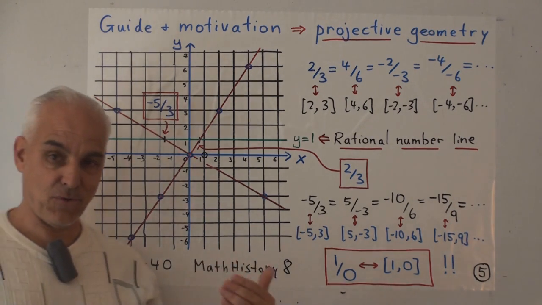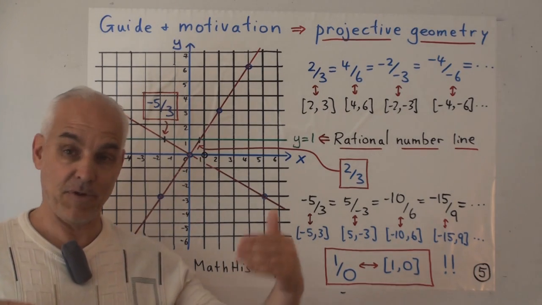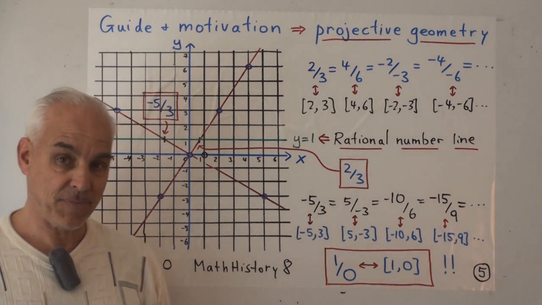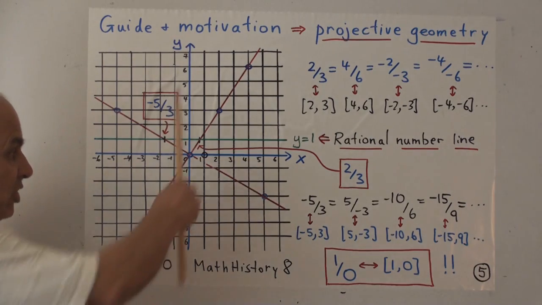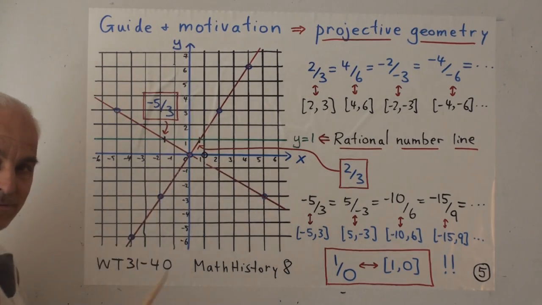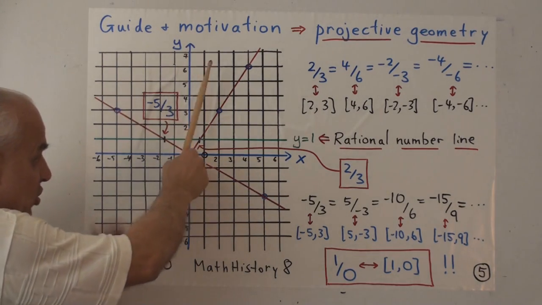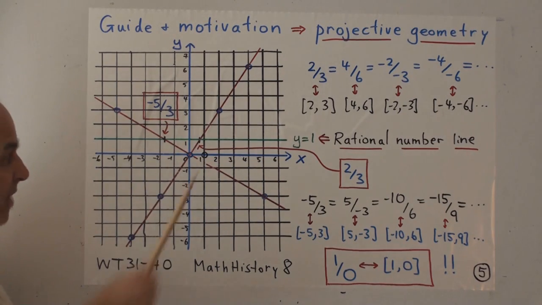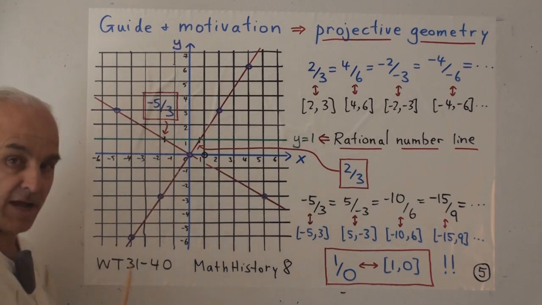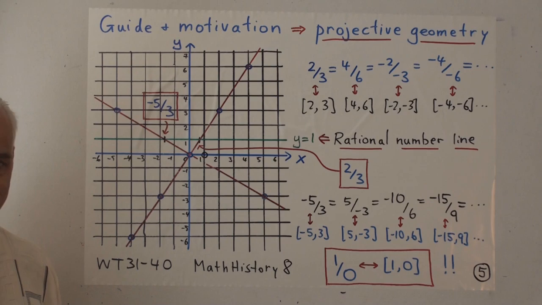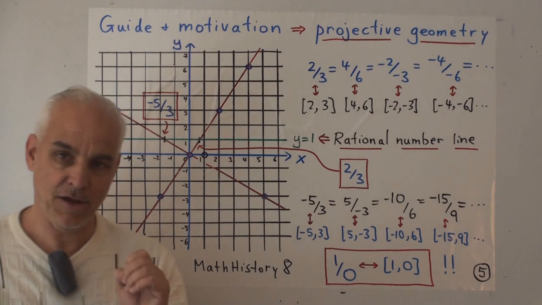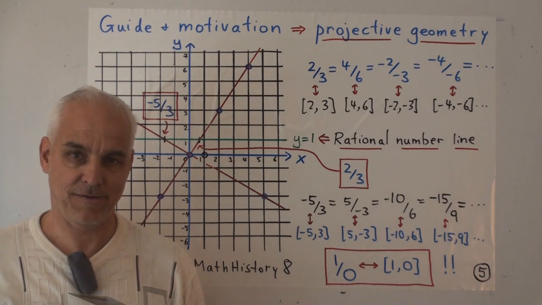So the moral of the story is that if we want to extend arithmetic from the rational numbers to include infinity, we probably should think in terms of the projective line. We should think in terms of this two-dimensional picture where rational numbers get represented by lines through the origin. Okay? That's a very good way to think.